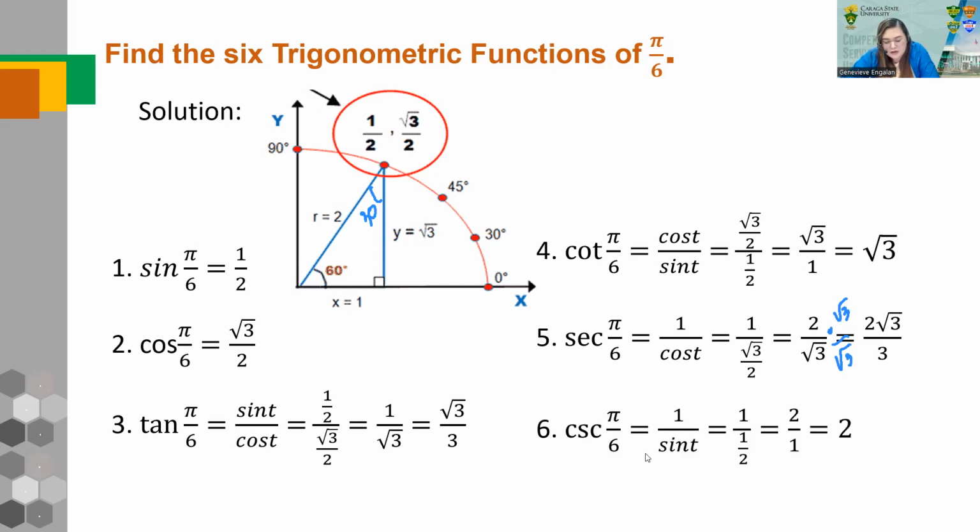Then, for cosecant of pi over 6, that is 1 over sine of pi over 6. So 1 over 1/2, or the reciprocal of 1/2, is 2. So that's it.